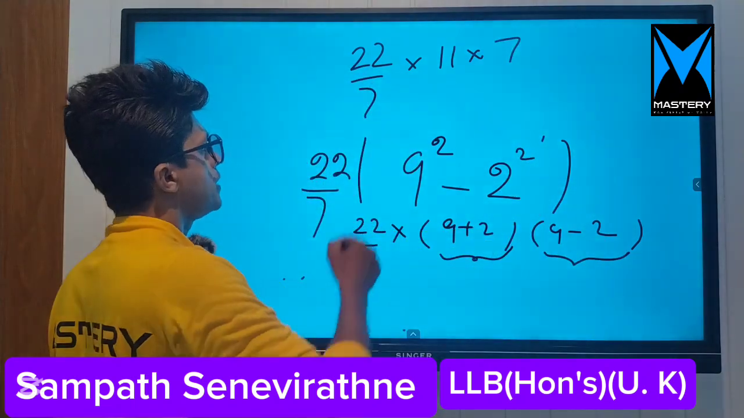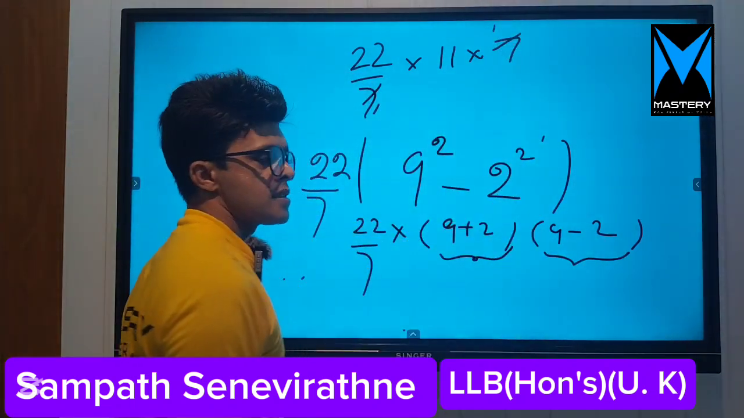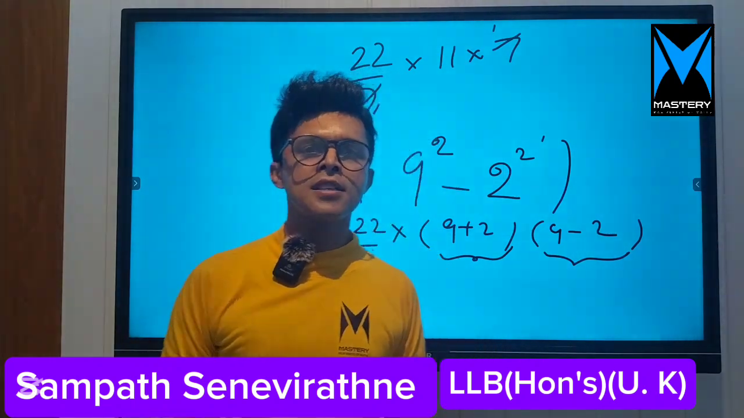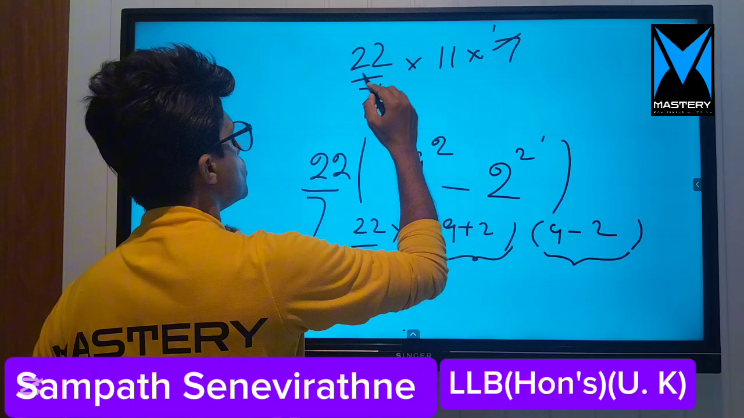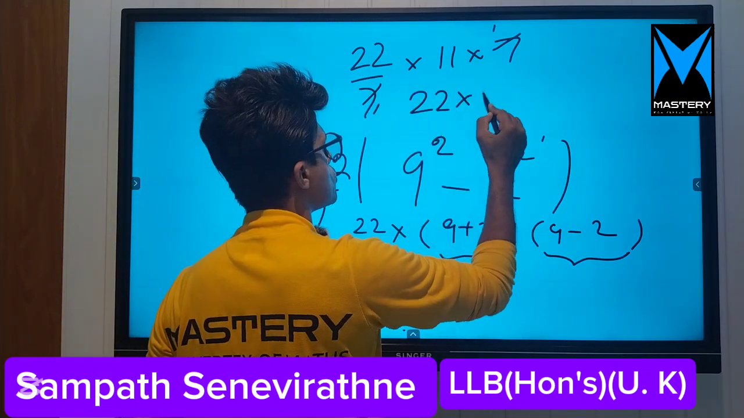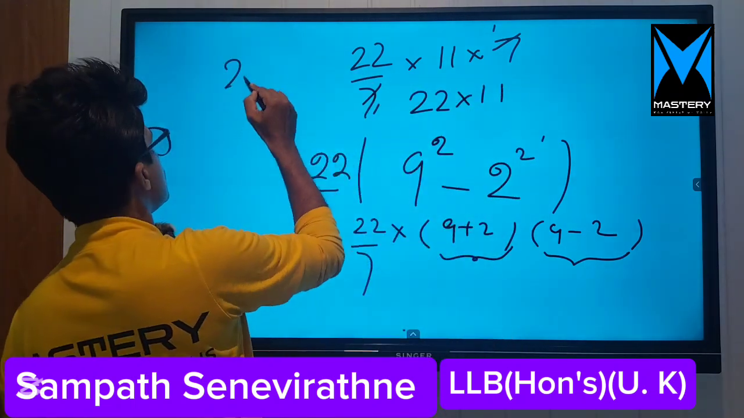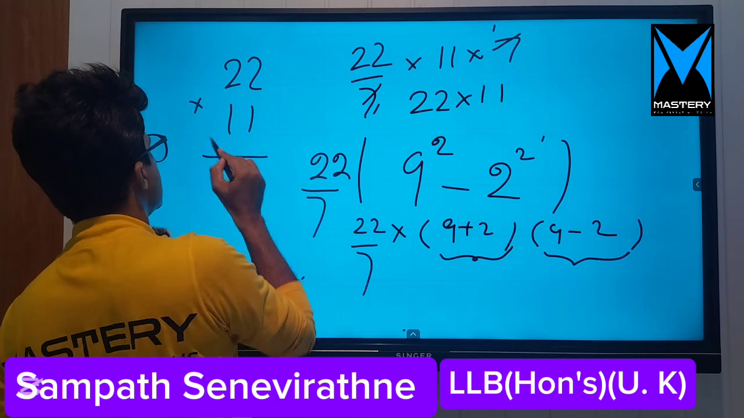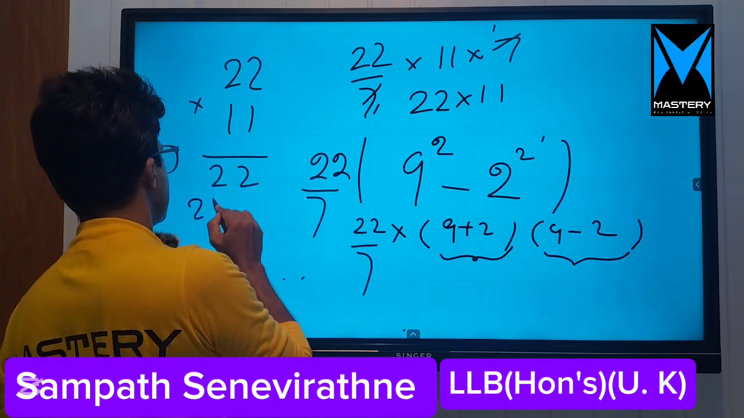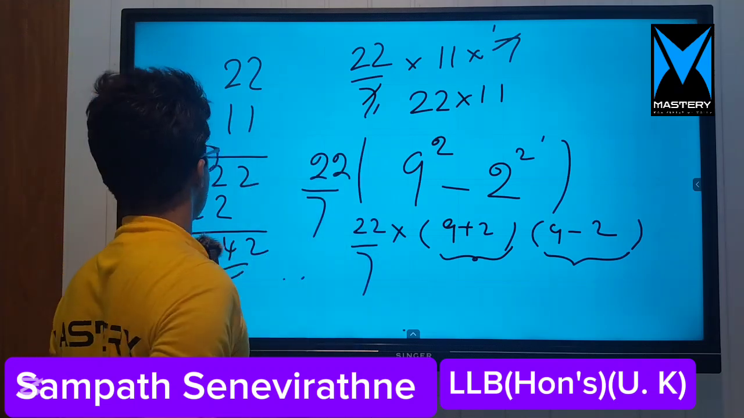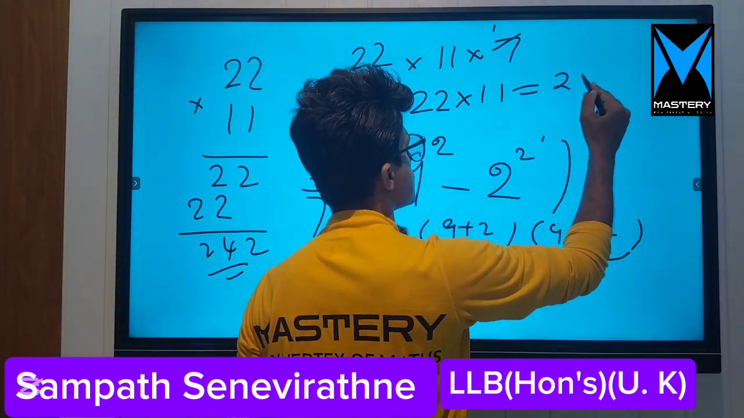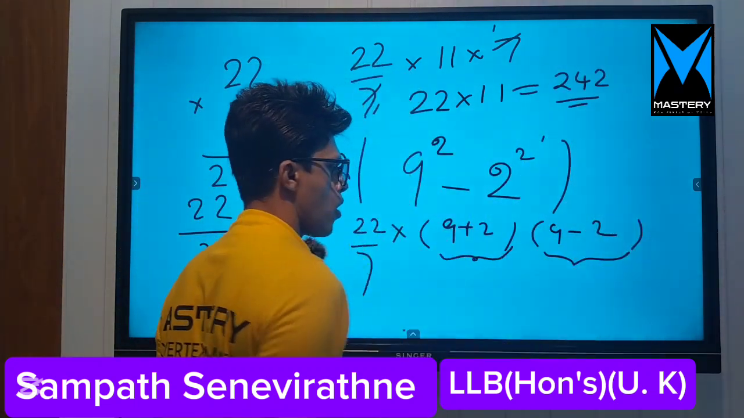Now, how can you simplify? This 7 and this 7 can be cancelled out. The reason here is multiplication. Because of that, you could simplify. Now, what you have to do? You could get the product of 22 and 11. So 22 into 11, you need to multiply. The answer is 242. So the final answer is 242.